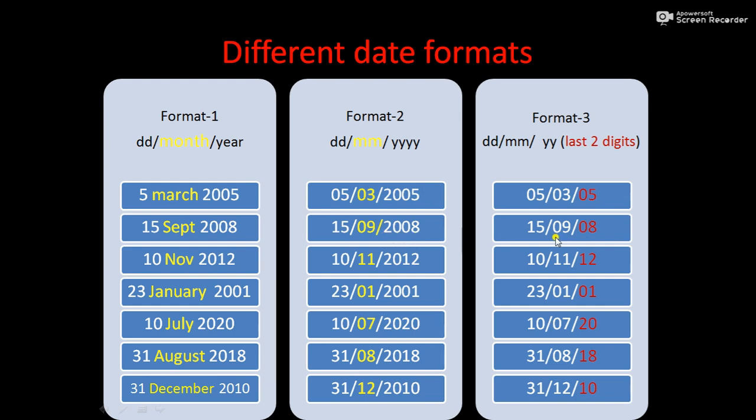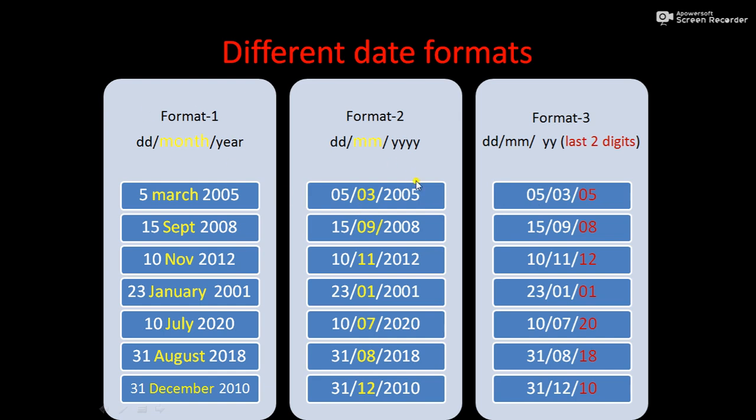So instead of writing 2008 here, I have written only the last two digits of this year, so 08. Similarly here 2012, here only 12. I have taken the last two digits of the year, and the remaining portion is the same. So in this format we write day, month, but only the last two digits of the year. So in this way we can write the date in format 3.